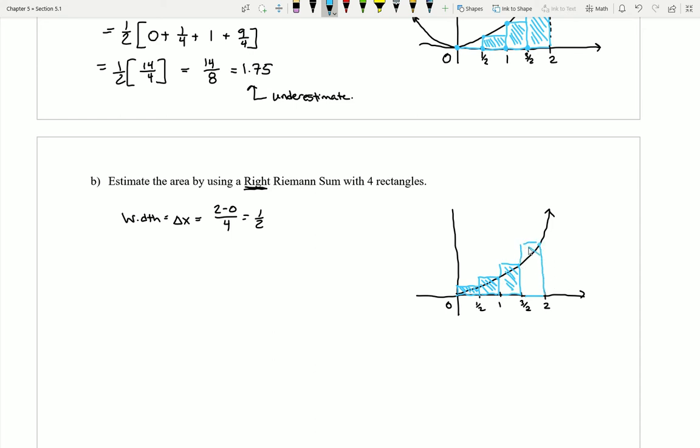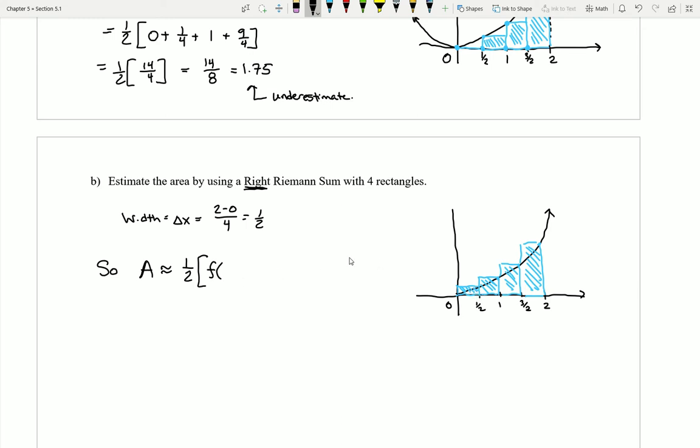And so I'm going to get rectangles that look like this. And so clearly here I'm going to be getting an overestimate. So we could now start by saying that my area overall is going to be roughly equal to, and I'm going to jump into my calculation here. Obviously there's going to be a 1/2 that's in common for the width of each of these, but now I can start to figure out the heights of each of my rectangles.